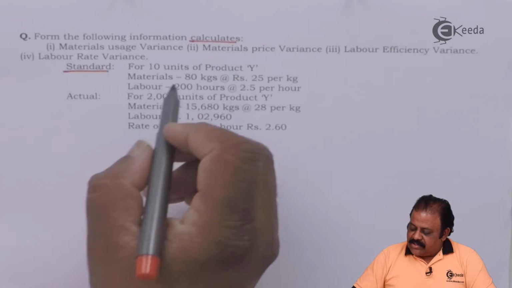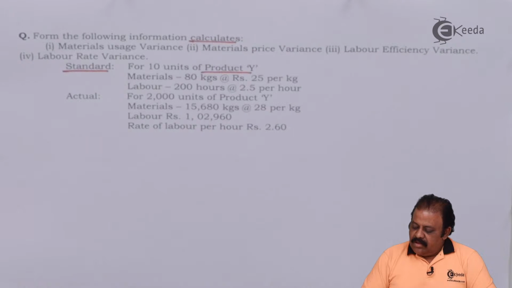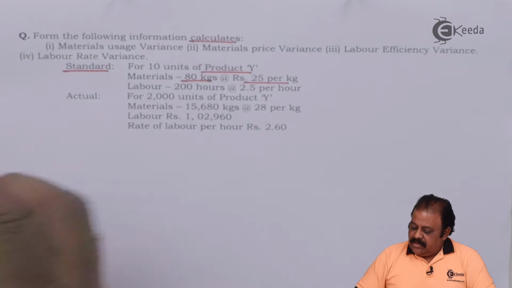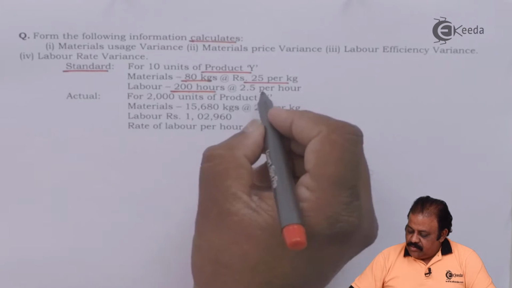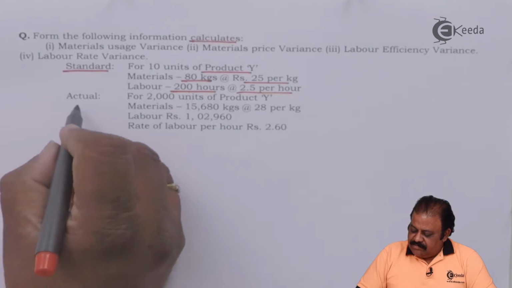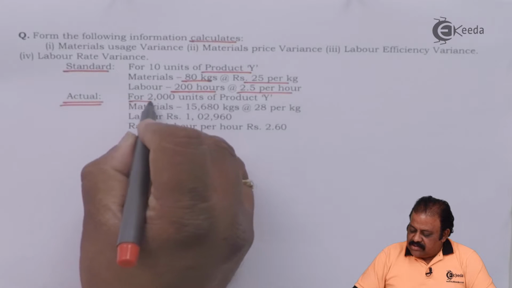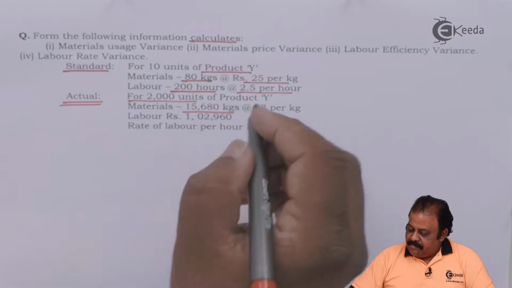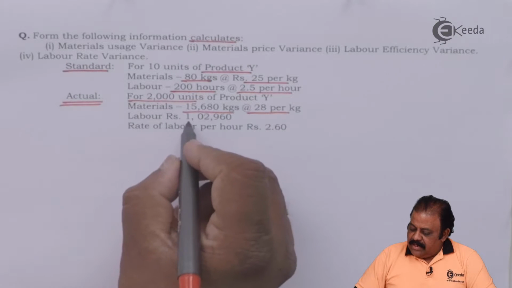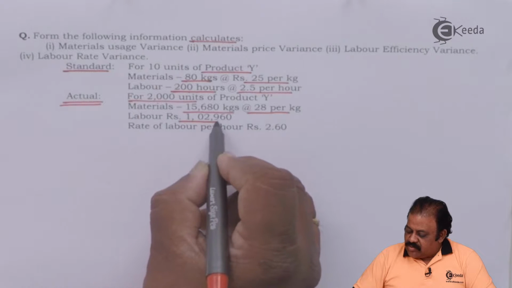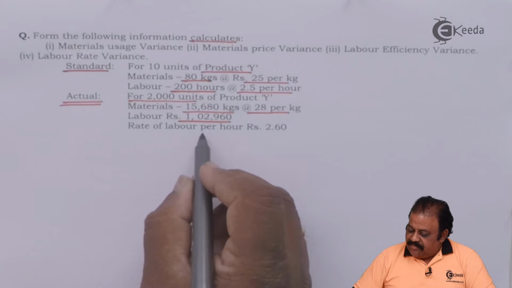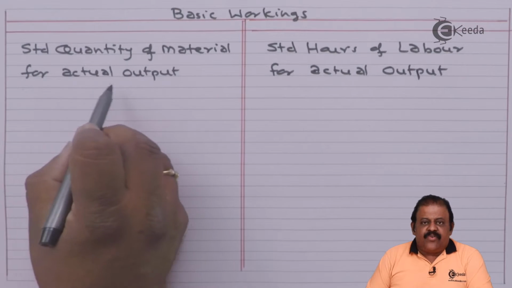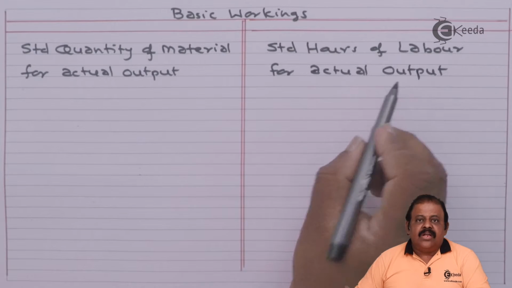Standard for 10 units of product Y is finished goods. Material required 80 kg, standard price 25 per kg, labor 200 hours, standard rate 2.5 per hour. Actual output 2000 units of product Y. Material consumed 15,680 kg at price 28 per kg. Labor 1,02,960. Rate of labor per hour 2 rupees 60 paise. We are required to calculate standard quantity of material for actual output, standard hours of labor for actual output.